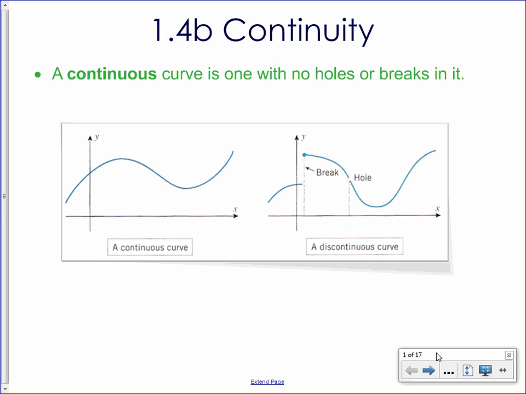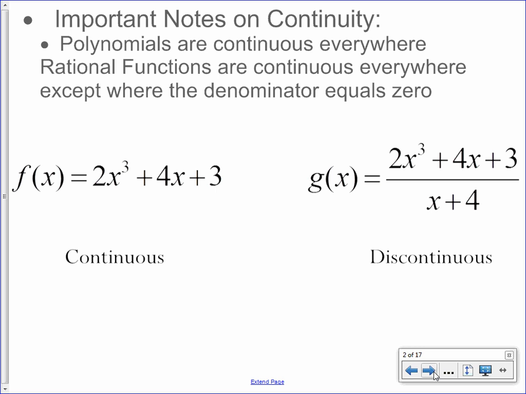Algebraically, let's talk about how we can recognize if we have continuous versus not continuous. A polynomial will always be continuous. Always. Polynomials are nice, smooth curves, no holes, no breaks. Nice and continuous. Rational functions are continuous except where the denominator is 0.